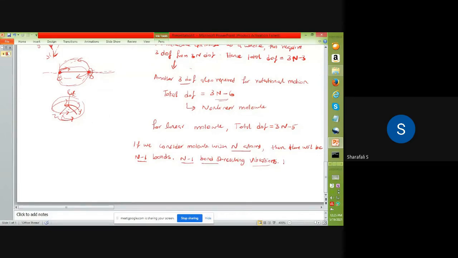And the remaining 2n minus 5 in the case of nonlinear, or 2n minus 4 in the case of linear, gives bending motions.